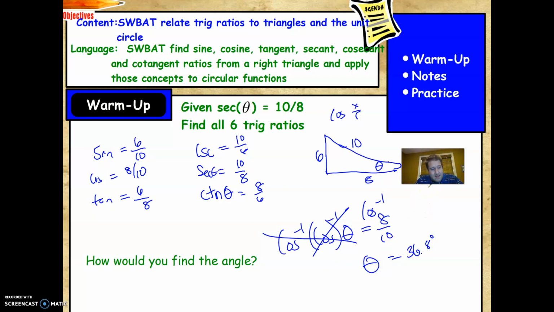Also, if you didn't get the exact same answer as me, there's my calculator right there so you can see what it says. Make sure that you're in degrees by pressing mode and going down, and not in radians, because that will mess things up.